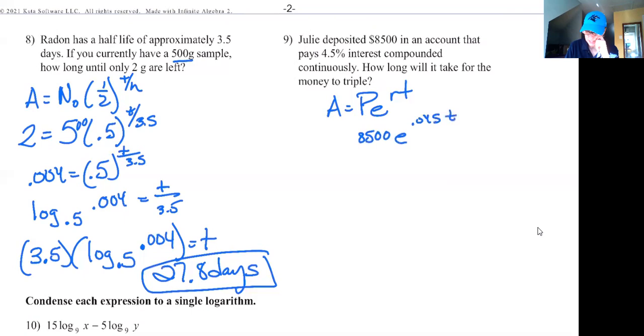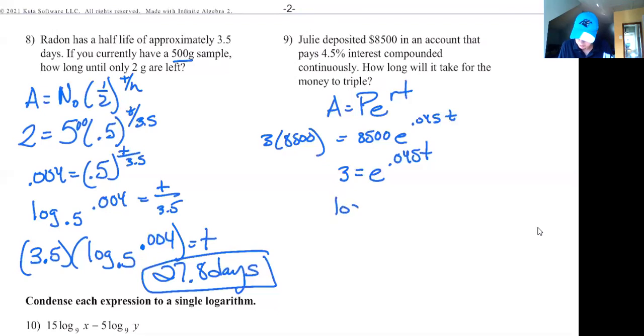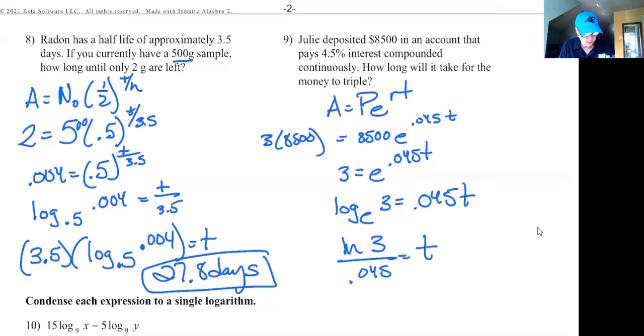8,500 e to the 0.045 t equals 3 times 8,500. You could write that whole thing out, but I got to tell you, I think 3 is equal to e to the 0.045 t power is so much easier. I'm going to write that. Now, if you want to do it, you could say log base e of 3 equals 0.045 t. Nobody does that. We say the natural log of 3, divided by 0.045, equals t, and therefore I get t is approximately equal to, oh gosh, I don't have an answer here. Hold on, let me grab my handy dandy calculator.